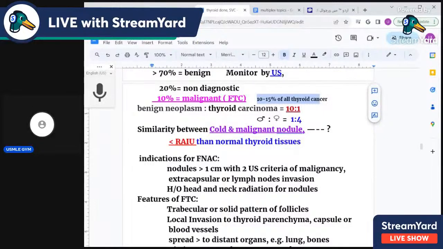So, what's the ratio between the benign nodule and thyroid carcinoma? That's 10 is to 1. 90%, as I told, are benign and 10% are malignant. So, the ratio is 10 to 1 between benign and malignant. And the male to female ratio is 1 to 4. These nodules are 4 times more common in females. And what's the similarity between the cold nodule and a malignant nodule? That both of them take less radioactive iodine than the normal thyroid tissue.